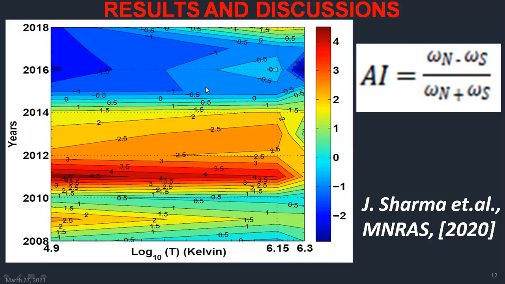Here we found some very interesting results from these contour plots. In the contour plot, there are some positive and negative values. As I discussed earlier, a positive value shows that the northern hemisphere rotates faster, and a negative value shows that the southern hemisphere rotates faster. In this case, the hemispheric asymmetry varies up to 4%.